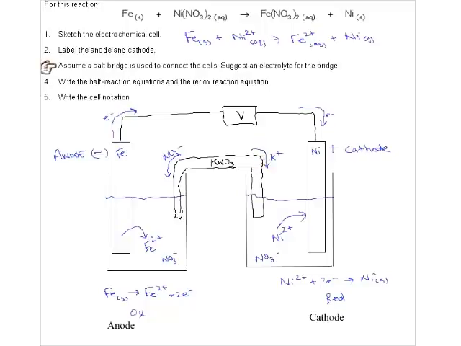Okay, it says assume the salt bridge is used to connect the cells. Suggest an electrolyte. Well, we already did. Something that's highly soluble, something that's not going to interact. You notice nitrate. Nitrate's no big deal because nitrate is already there, so perfect.